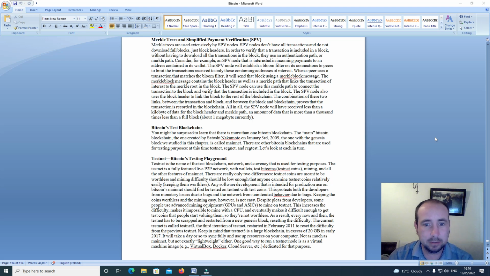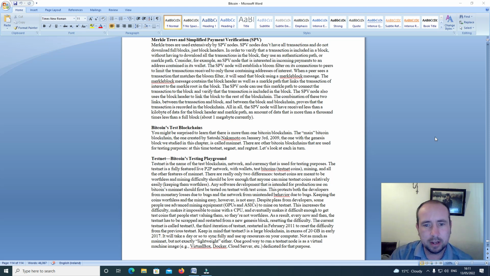The SPV node can use this Merkle path to connect the transaction to the block and verify that the transaction is included in the block. The SPV node also uses the block header to link the block to the rest of the blockchain. The combination of these two links between the transaction and block and between the block and blockchain proves that the transaction is recorded in the blockchain.